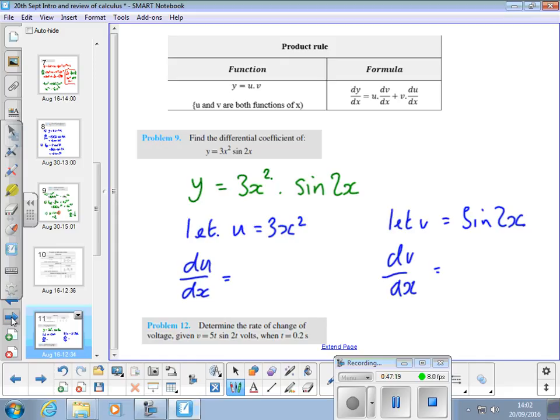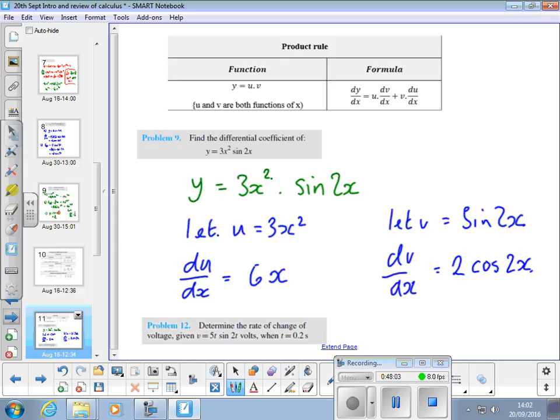Mike, what do we do with this one? Yeah, 2 times 3 is 6, 6x. Yeah. And here, 2 comes out, cos, look at your table if you're unsure. Yeah, that's the sign that changes, from cos to sine changes to minus, so it is cos, and that 2 stays there, x.